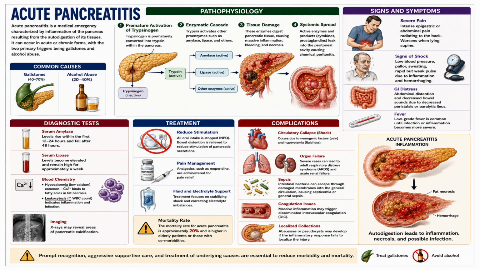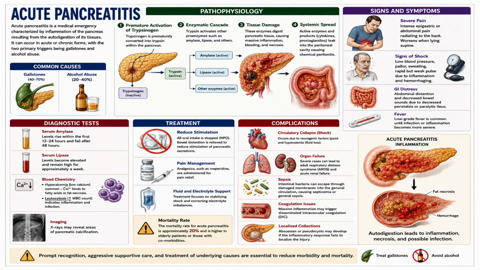This condition is most frequently triggered by gallstones, which obstruct bile flow, or alcohol abuse, which stimulates increased secretion of pancreatic enzymes. The core pathophysiology involves the premature activation of pancreatic proenzymes, specifically the conversion of trypsinogen to trypsin within the pancreas itself rather than in the duodenum. Now, once activated, trypsin initiates an enzymatic cascade that triggers other enzymes like amylase and lipase. This leads to massive inflammation, tissue necrosis, and hemorrhaging.